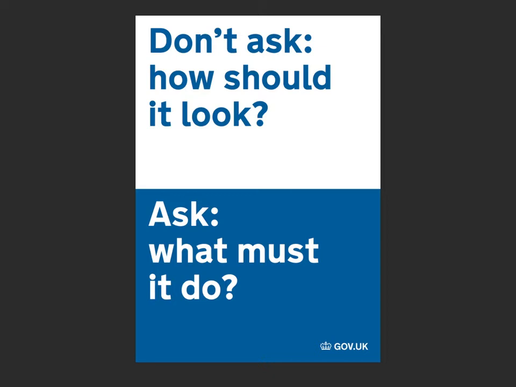So I wanted to start off with a beautifully simple poster by Stephen McCarthy on the gov.uk digital services blog. The blog post is called Graphic Design for Government Services, and the function part of design is what I'll be focusing on today. So the poster above reads, "Don't ask, how should it look? Ask, what must it do?" So how can we create information that works for everyone, regardless of ability?